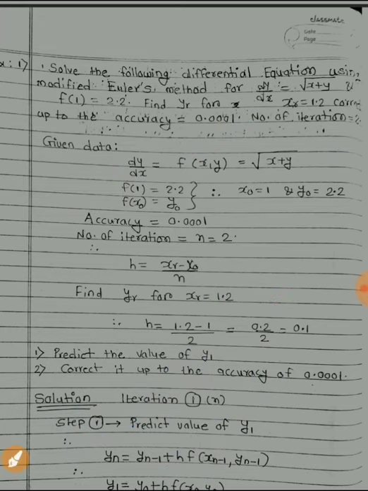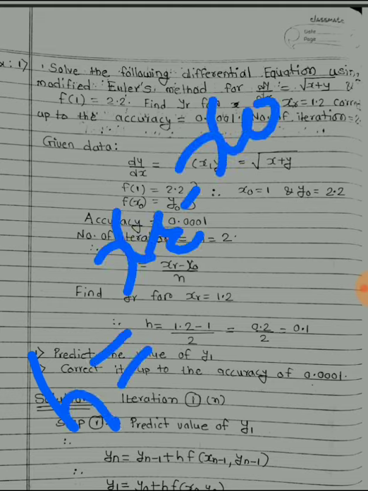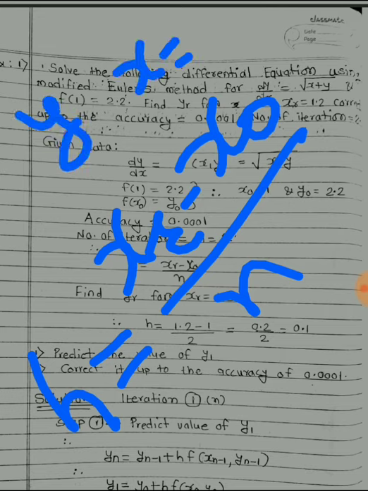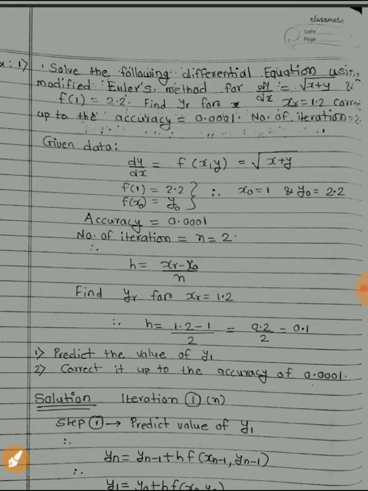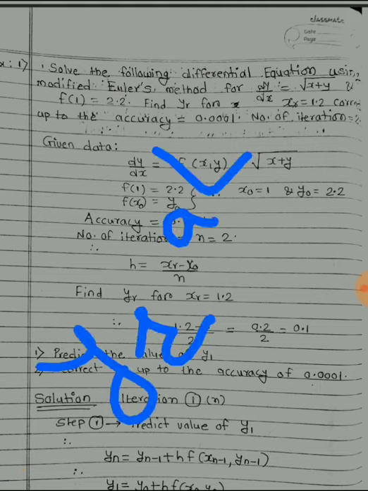So if number of iterations are given in the problem, then the next work is to first of all find out the step size, which is h. h is equals to what? xr minus x0 upon n. This is the formula for calculating the step size, out of which xr is what? It is given in the problem that you need to find the value of y at x is equals to 1.2. So 1.2 is nothing but the value of xr. In this problem it is specifically mentioned that you have to find out yr at xr is equals to 1.2.